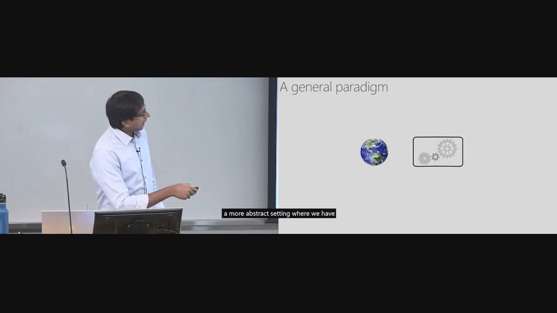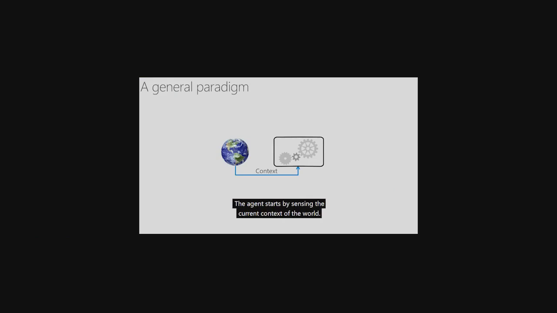The agent starts by sensing the current context of the world. Now, based on this context, it would like to choose an action, like the activity recommendation. And this mapping, which goes from a context to an action, is called a policy. It's the agent's behavior policy. So the agent has an underlying policy which it uses to decide what to do, observes a reward, and this process repeats over and over again.